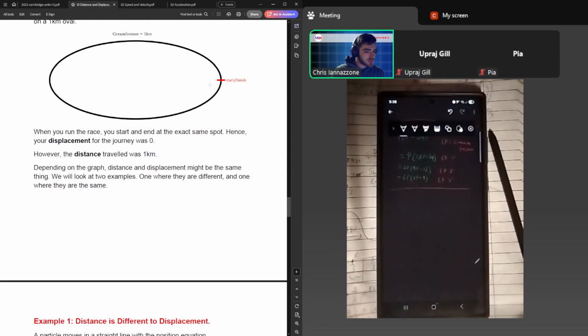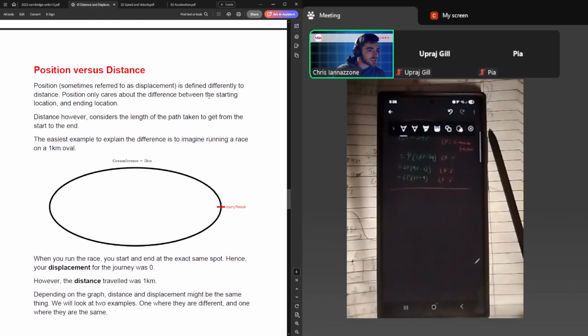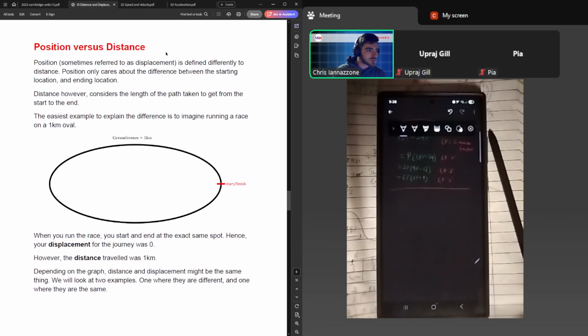One of the last things to have a look at here will be the difference between position and distance. Position, or displacement, is simply a subtraction between where you started and where you ended. Distance considers the entire length of the path taken to get there.